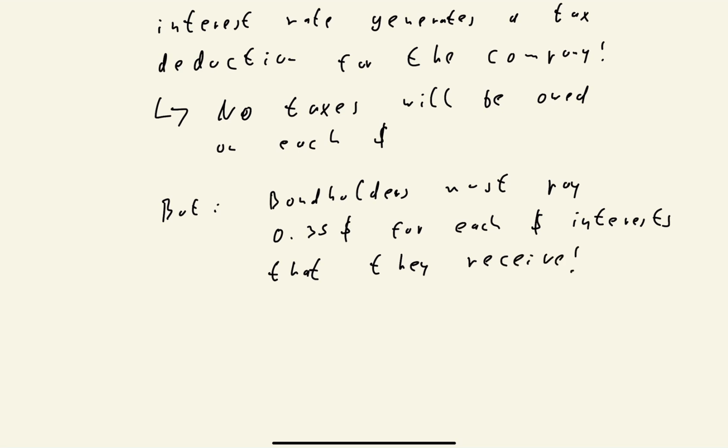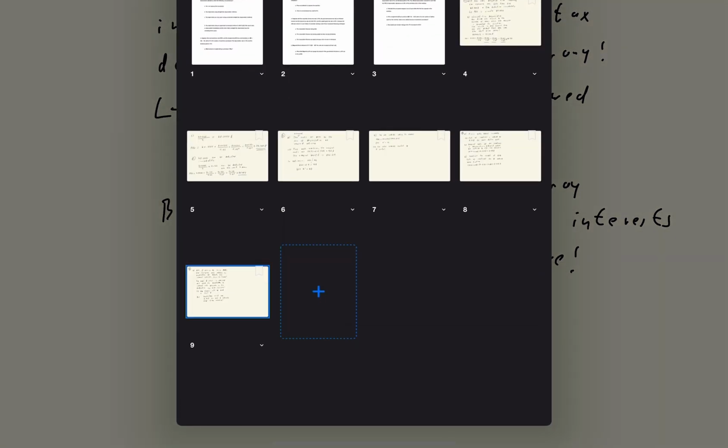Okay, so in this example, the company does not need to pay any taxes for each dollar earned because it's paying interest, which can be used as a deduction. And the bondholders, when they earn $1 of interest payments from the company, have to pay the interest tax rate, which is 0.35. So it's 35 cents basically. Okay, sub exercise B.